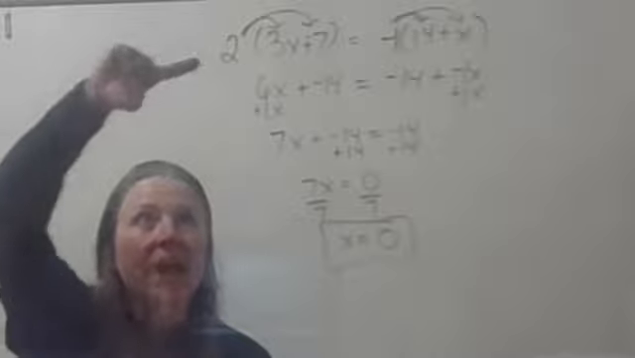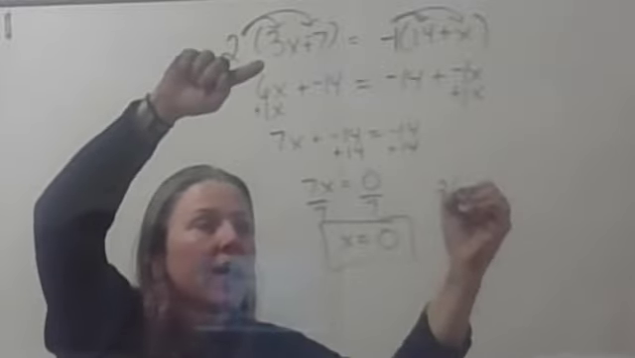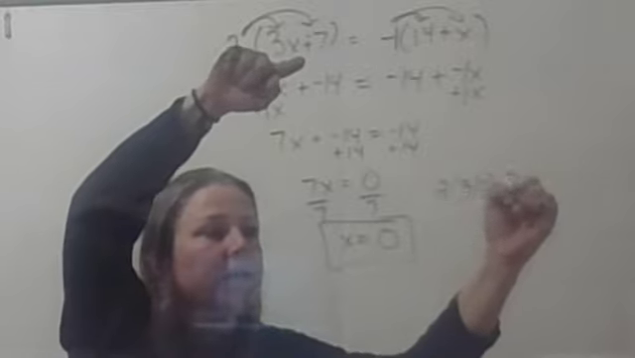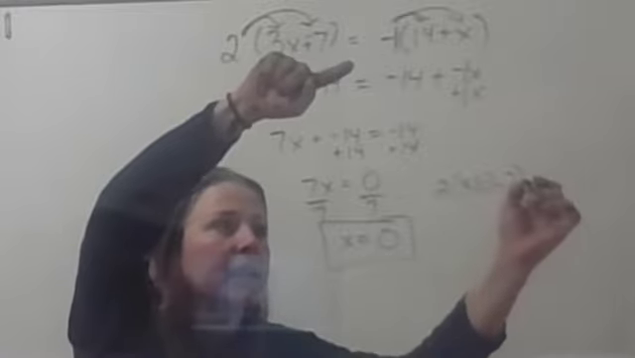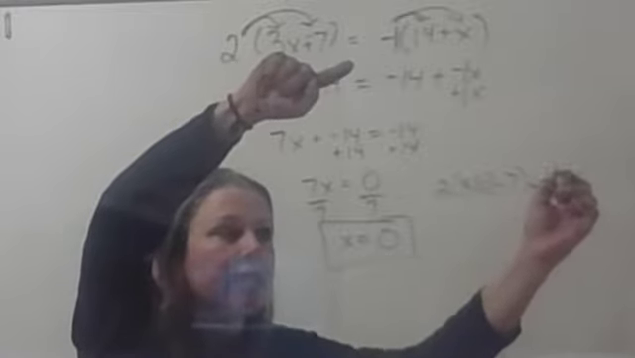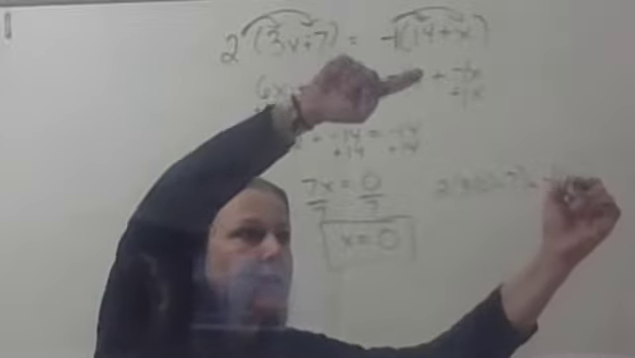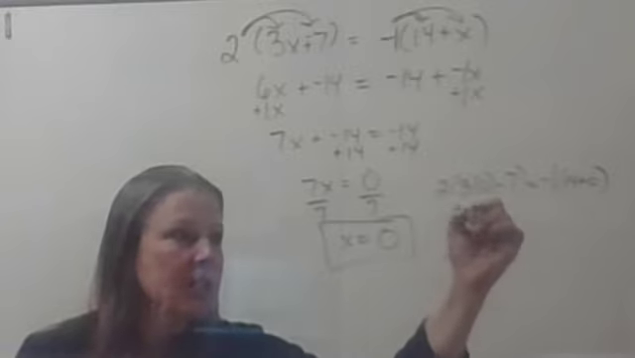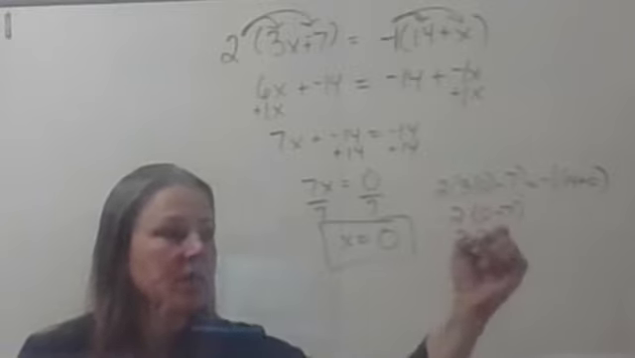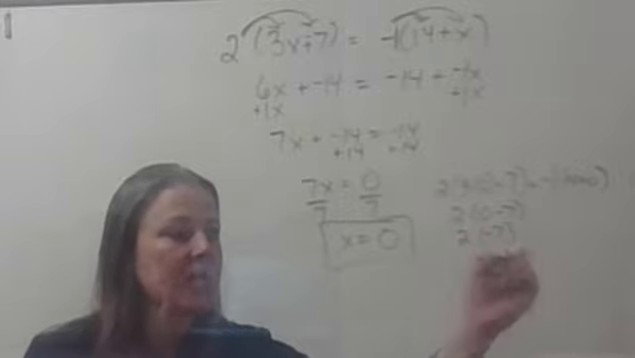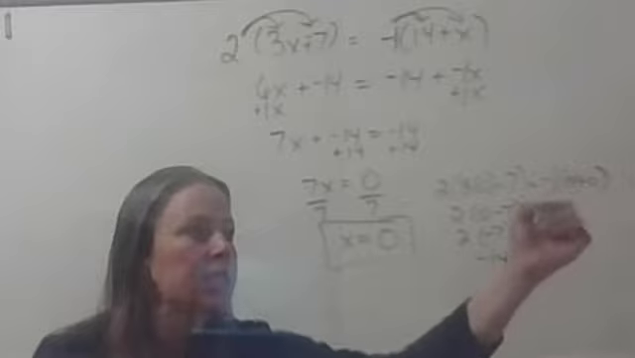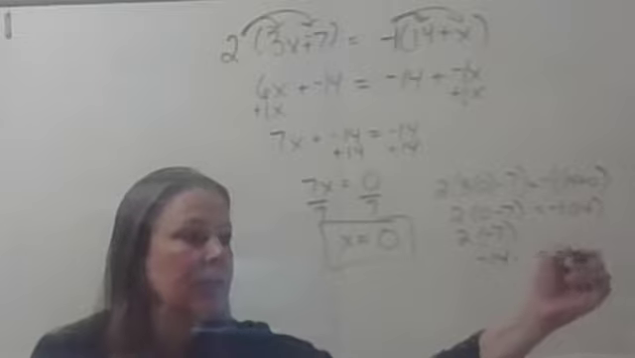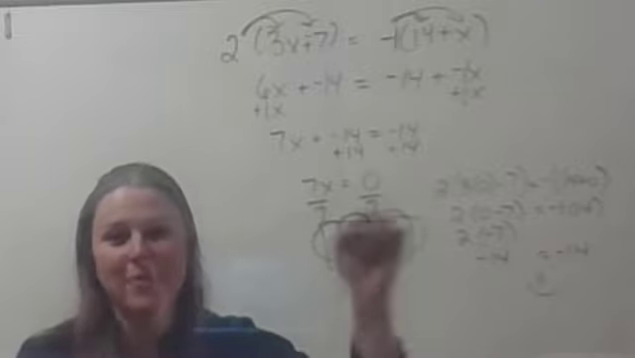So let's plug that in and check. So 2 times (3 times 0, and then you could either put plus negative 7 or minus 7) equals, and then it's either negative or negative 1 times (14 plus 0). So 3 times 0 is 0. So this is really 2 times 0 minus 7. So that's 2 times negative 7, which is negative 14. And then 14 plus 0 is just 14. So negative 1 times 14 is negative 14. So we did another problem right.